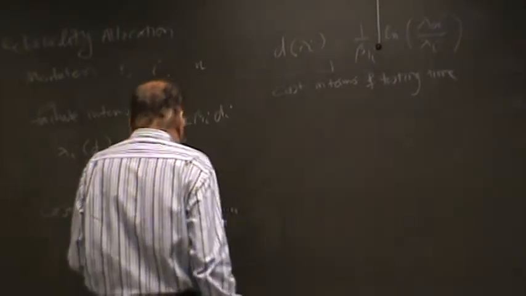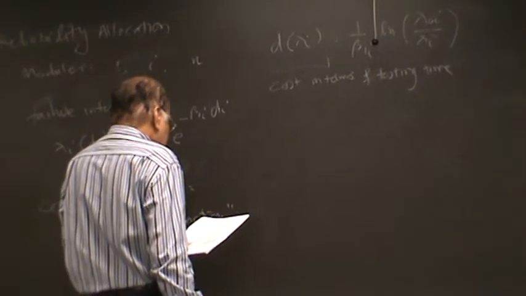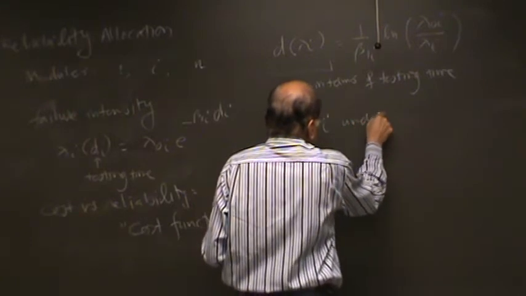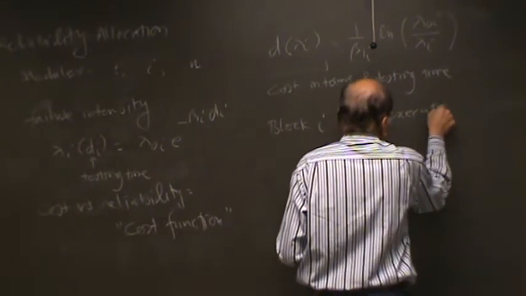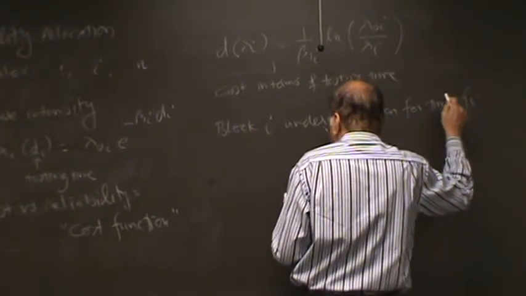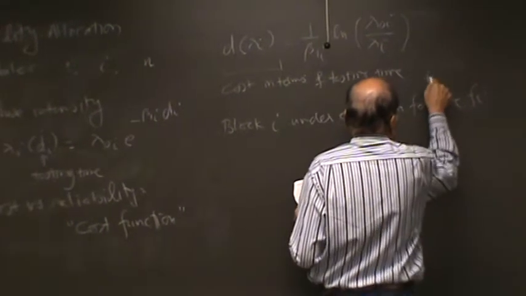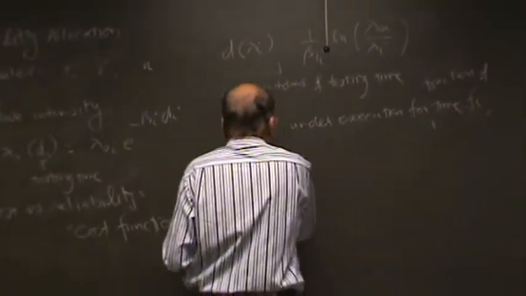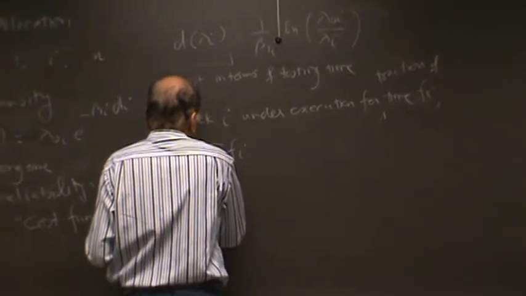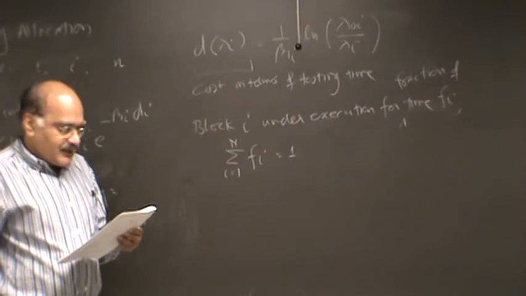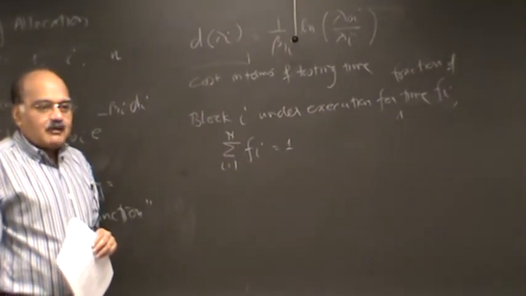Okay, so let us say that module i is under execution for a fraction of the time f sub i, such that the summation of f i, for i equal to 1 to n, would be 1. Then we can set up our optimization problem.